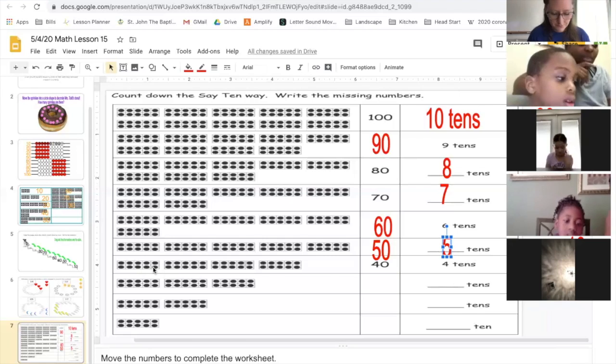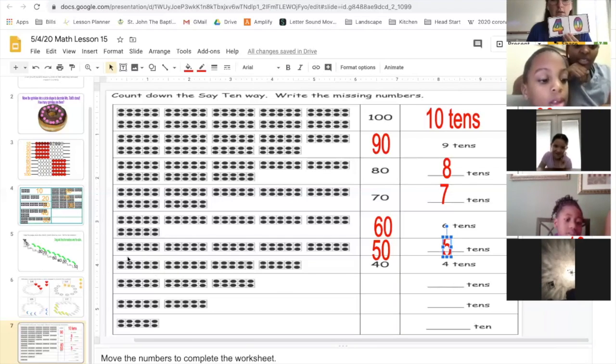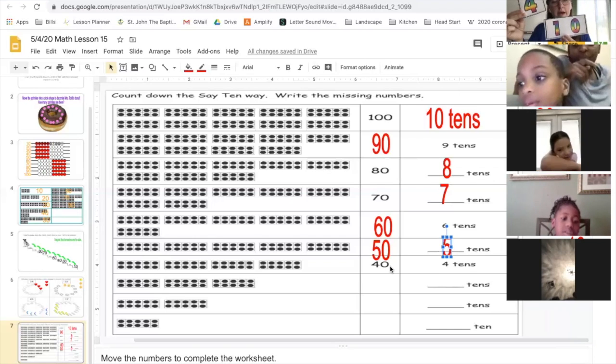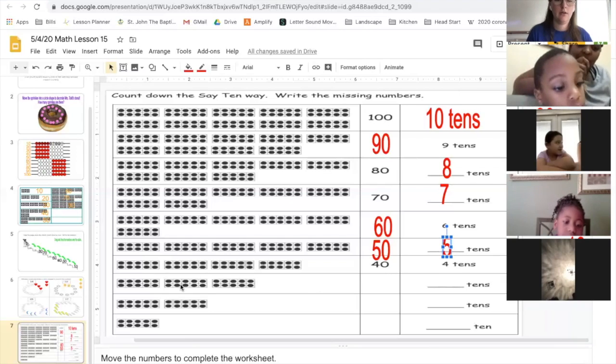Count that. 1, 2, 3, 4, 5 frames, which is 4 10 frames. Good. 40. So we can write that as 40. And it also represents 4 10 frames. There's 4 10 frames. Good. All right, let's go to the next one.